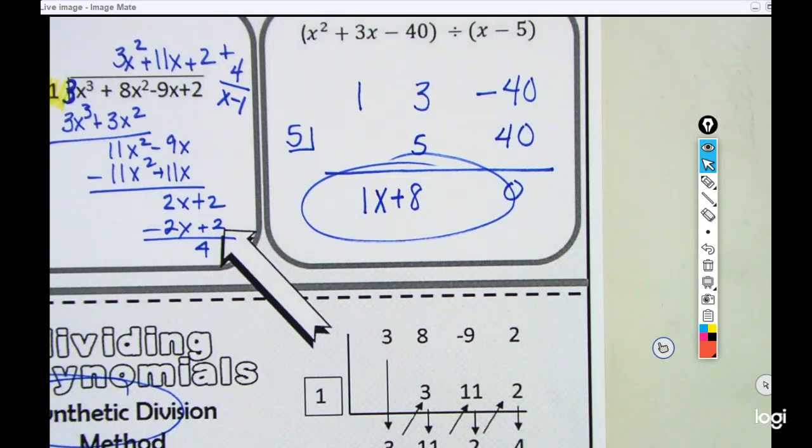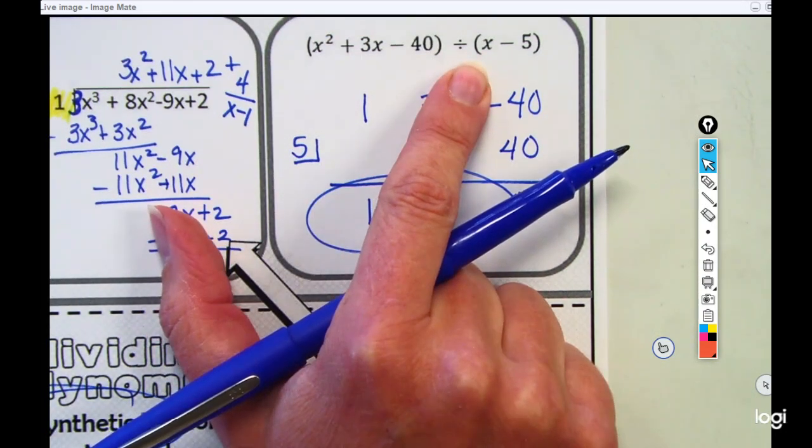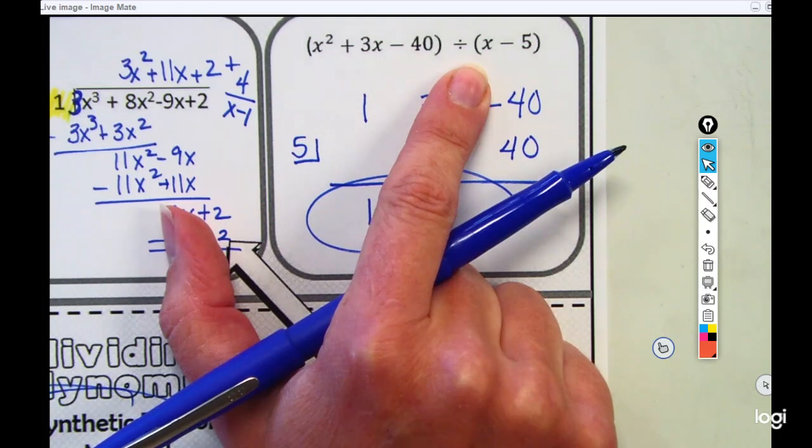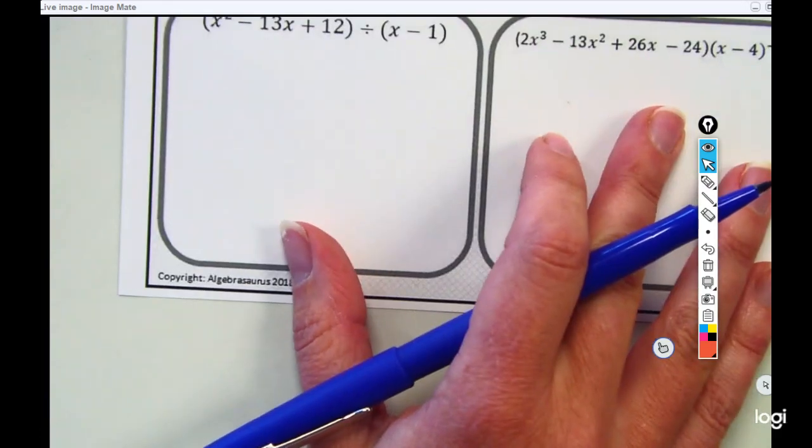But when is the only time it works? My leading coefficient of the divisor has to be 1, and it needs to be a binomial. We can do synthetic with bigger stuff, but it's uglier. This is fast and easy. Sometimes I think long division is easier with the other stuff. Let's do another one, because you're getting it.